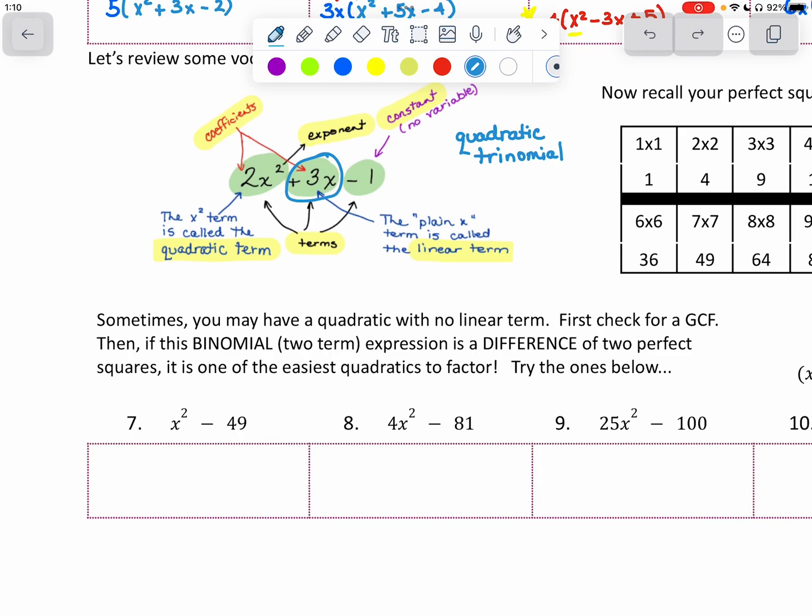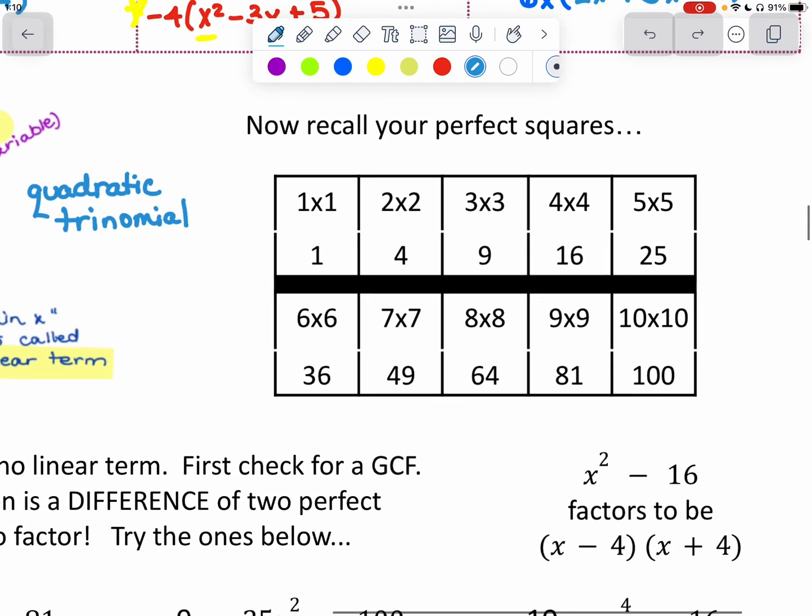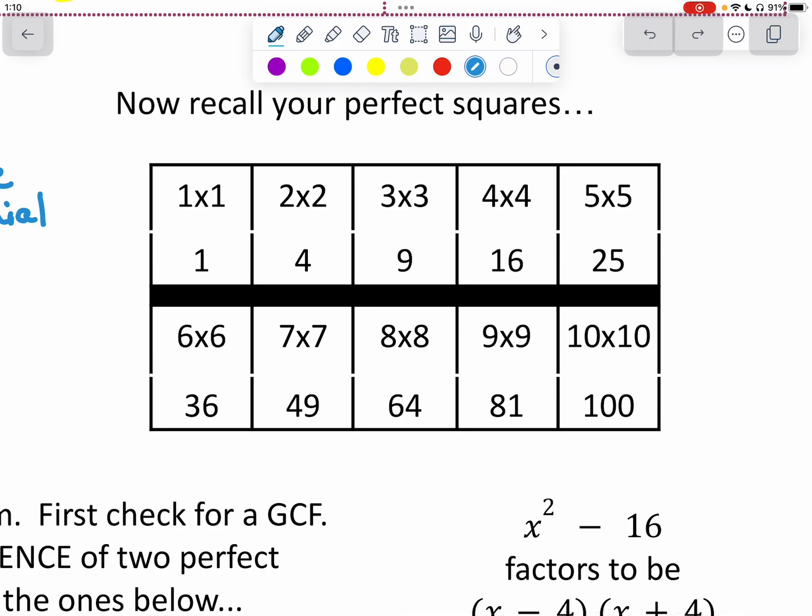Then, if it is a binomial, and if it's a difference of two perfect squares, then this is one of the easiest quadratics to factor. We can factor this using a method called difference of squares. So you might want to review your perfect squares. What does it mean to be a perfect square?